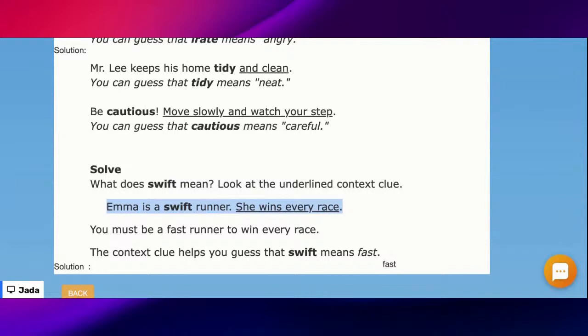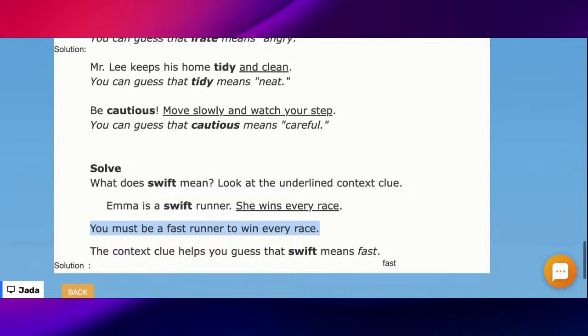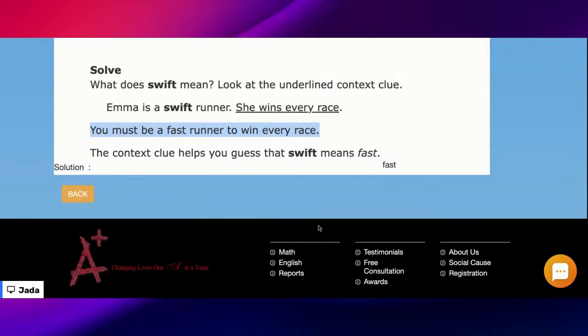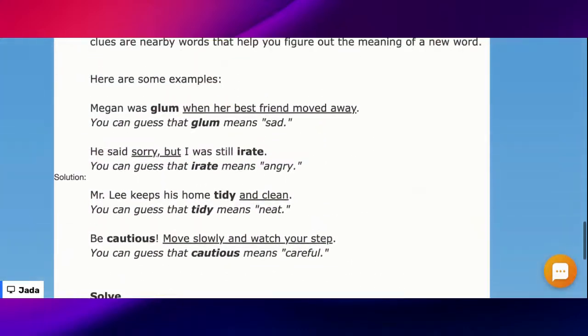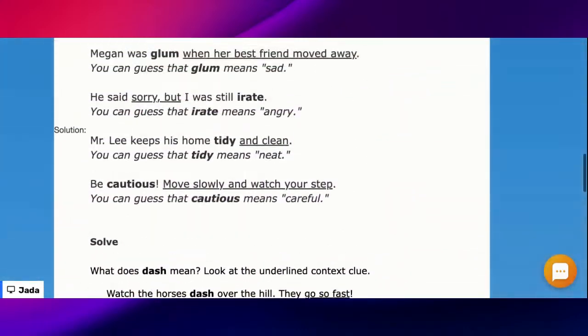So what does swift mean in this sentence? You must be a fast runner to win every race. Exactly. So that means swift means fast. So let's look at some more examples.